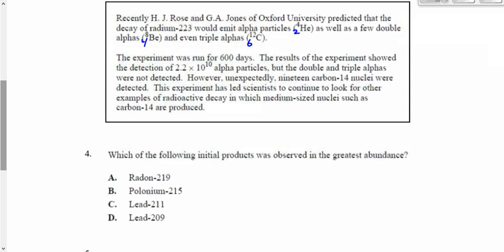Okay, so if we take your radium-223, radium has an atomic number of 88, I think. Yep, 88. How do we know what we're going to get in the most abundance here? Like what daughter nucleus? Yeah, go ahead.